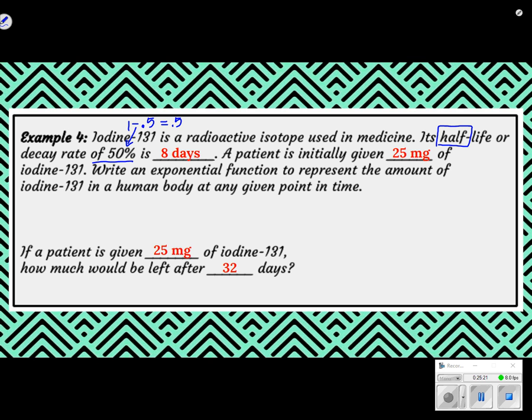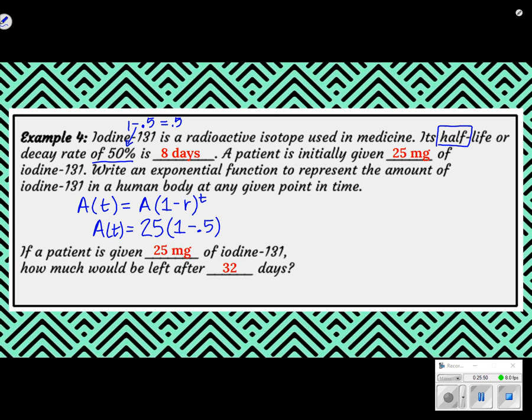Okay, so I'm just going to go ahead and do this one. We're decaying, so we want to do 1 minus r. And how much did we start with? We started with the 25 milligrams. 1 minus, now we're losing that 50%, so 0.5.